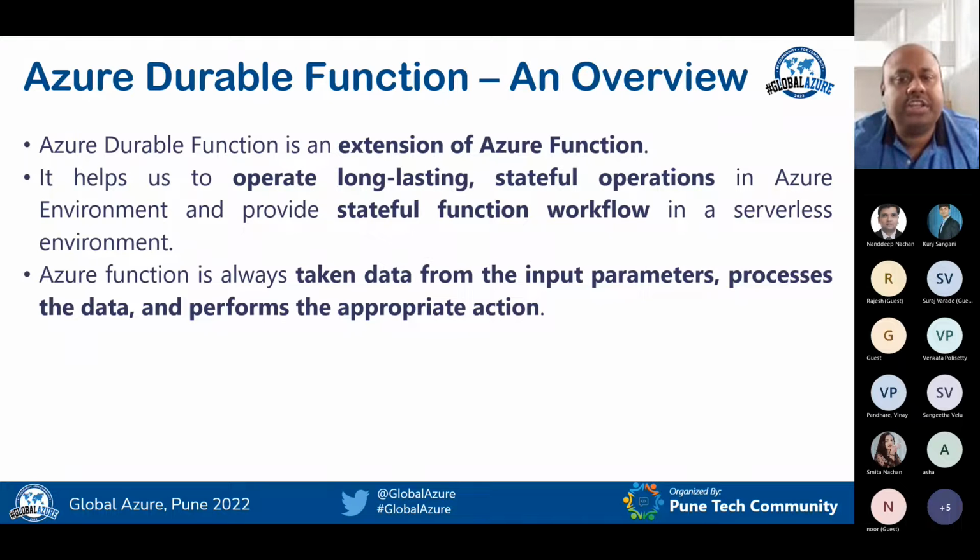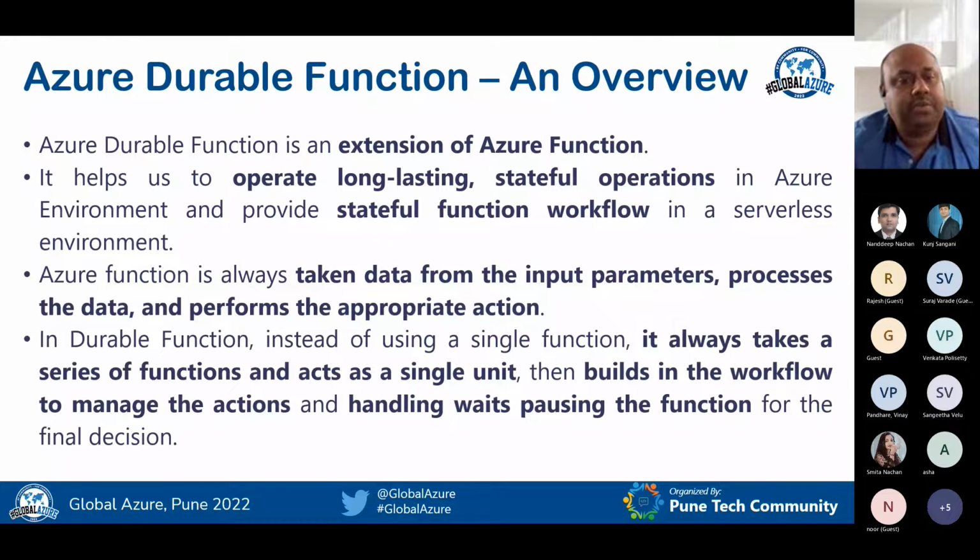Azure functions always take data from input parameters, process the data, and perform the appropriate actions. This is the basic operation of Azure functions. But in the case of durable functions, instead of a single function, it always takes a series of functions. We require at least more than one function to implement a durable function, and they act as an entire combination. All the functions act as a single unit, then build a workflow to manage the actions, and the workflow mentions how the function flow will occur.